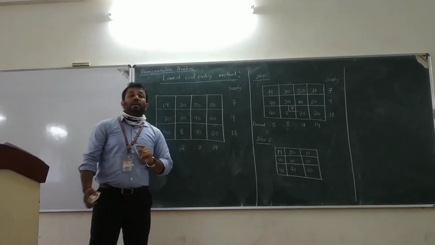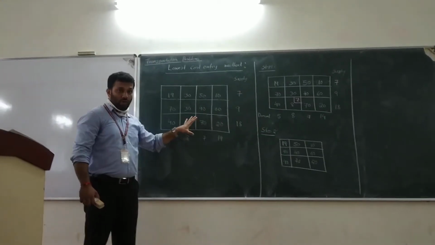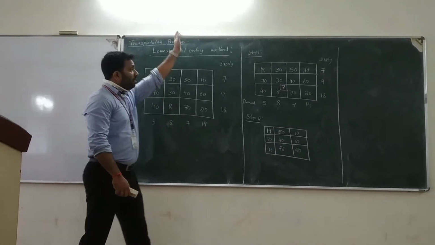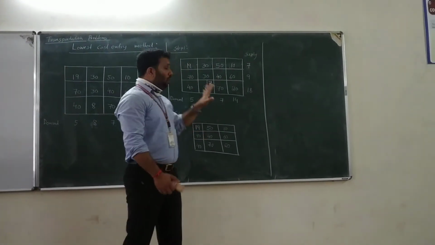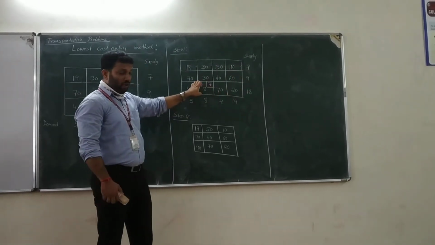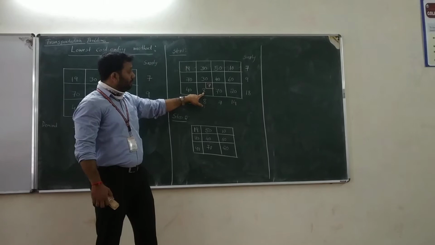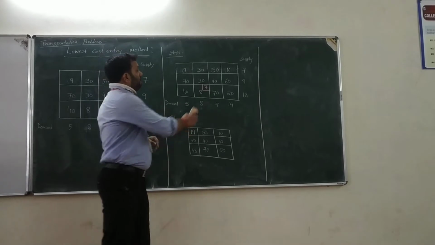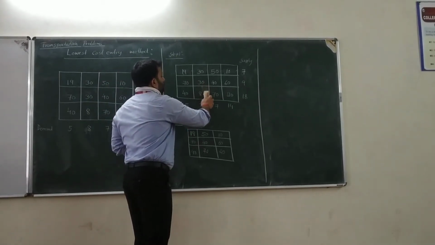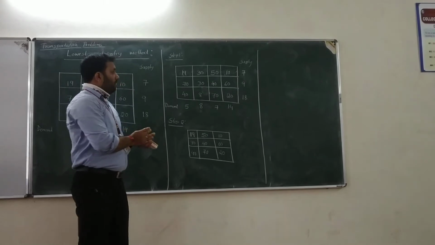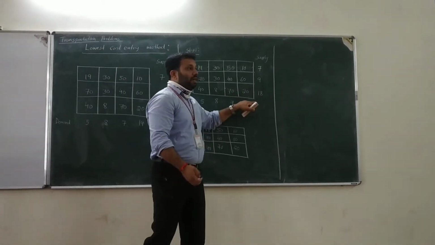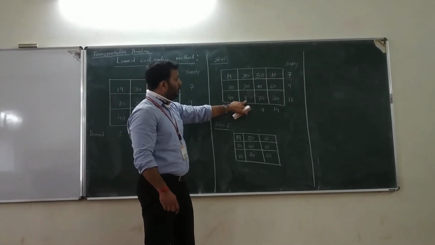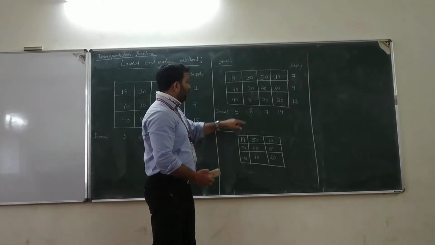Now I have to select the lowest cost out of all these costs. As the name itself says, lowest cost entry, I have to select the lowest cost. So, as the first step, look into this particular table. Out of all these costs, the lowest cost is this one, 8. The lowest cost is 8, and I have to allocate to that particular position. So look at the demand and supply at that position.